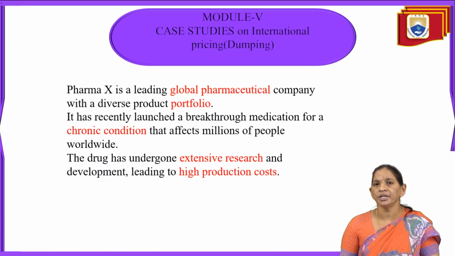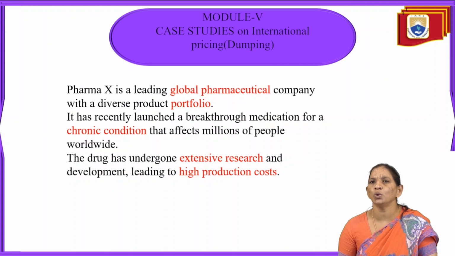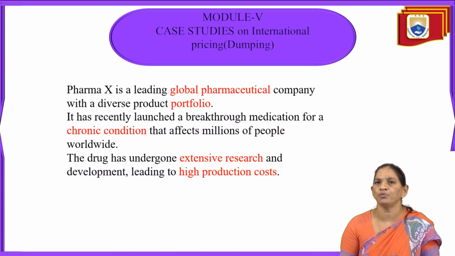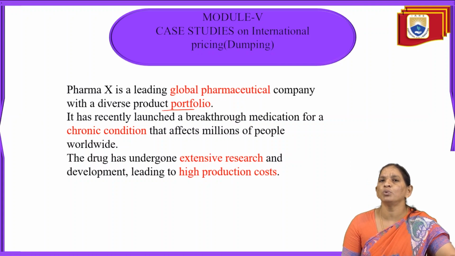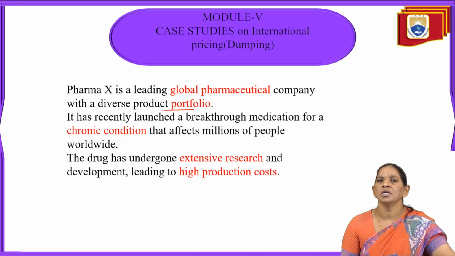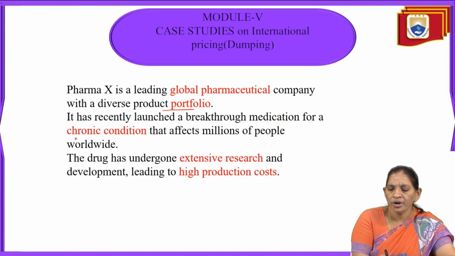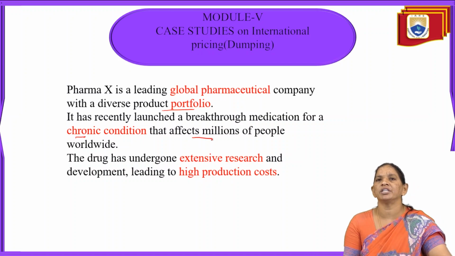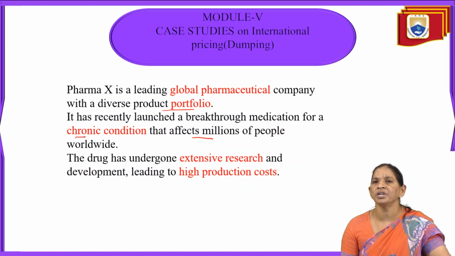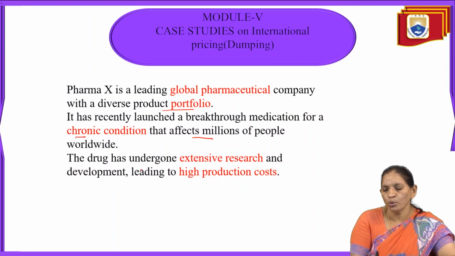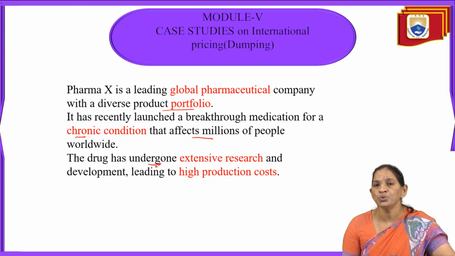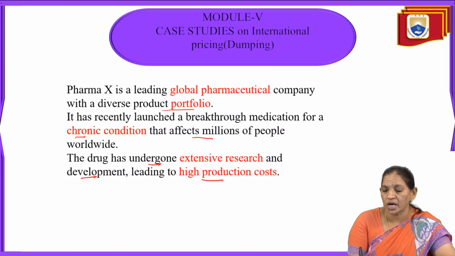So here we come to an introduction of Pharma X, a leading global pharmaceutical company with a diverse product portfolio. Means having different types of drugs within a diversification of a number of varieties. It has recently reached a breakthrough medication for chronic conditions which affect millions of people worldwide. Means the recently launched drug relates to the medication of a chronic condition affecting millions of people. So we come to exploring this case study: how this drug underwent extensive research and development and led to high production.